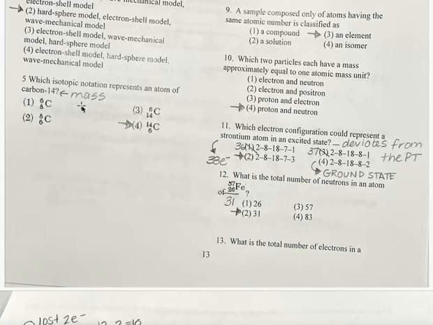Number 11, which electron configuration could represent a strontium atom in an excited state? There are 2 ways to get this question right. First, you have to know the number of electrons for strontium, or whatever element you're talking about. Strontium's atomic number is 38. Therefore, our answer has to have 38 electrons. Choice 1 and choice 3 are both out because they don't meet the 38 electron requirement.